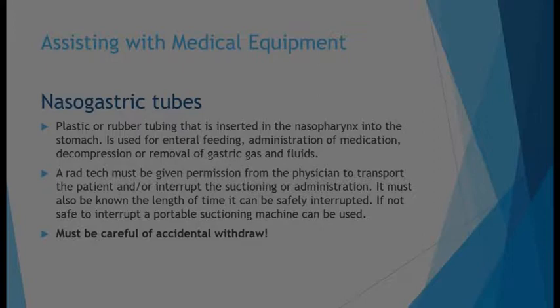A radiologic technologist must be given permission from the physician to transport the patient and/or interrupt the suctioning or administration of drugs. It must also be known the length of time that can be safely interrupted. If it is not safe to interrupt, a portable suctioning machine can be used. You must be careful of accidental withdrawal.